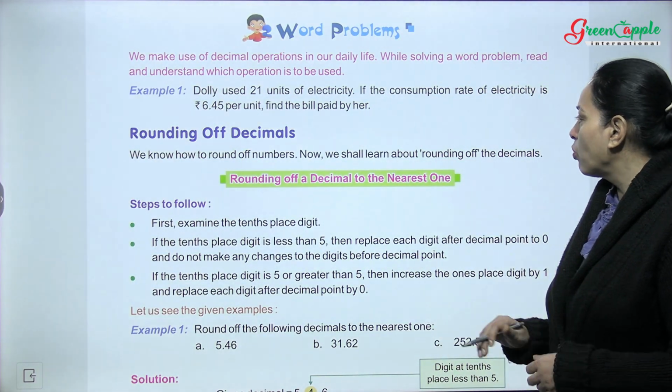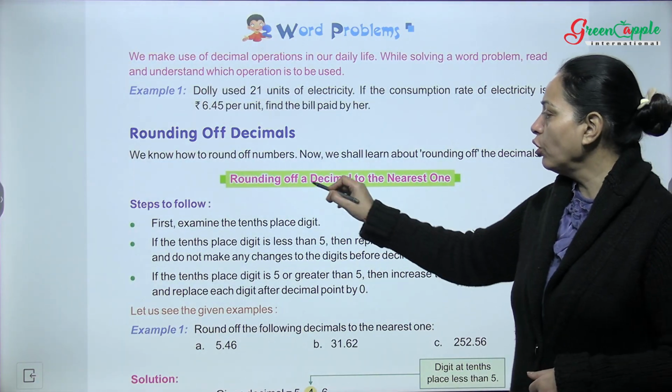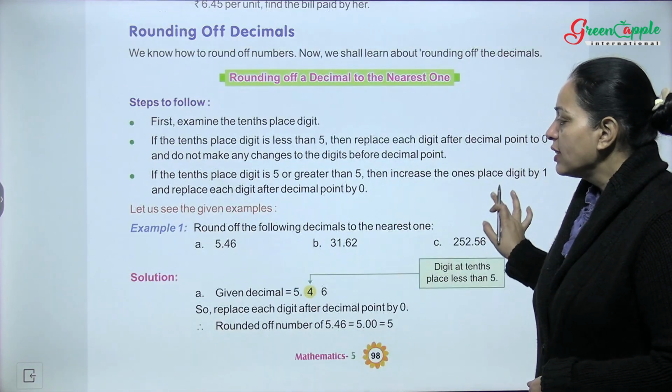Now rounding of decimals. We know how to round off numbers. Now we shall learn about rounding of decimals. So rounding of a decimal to the nearest one. Steps to follow.